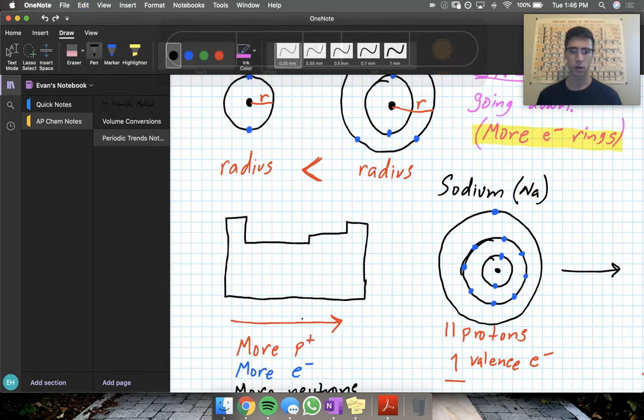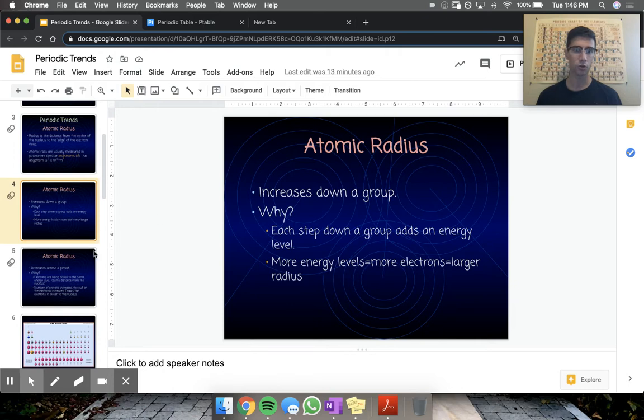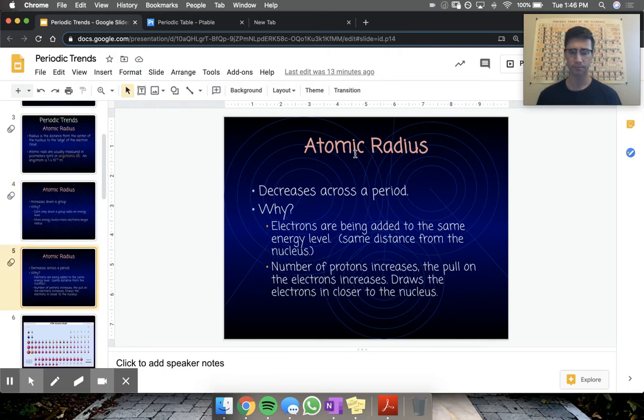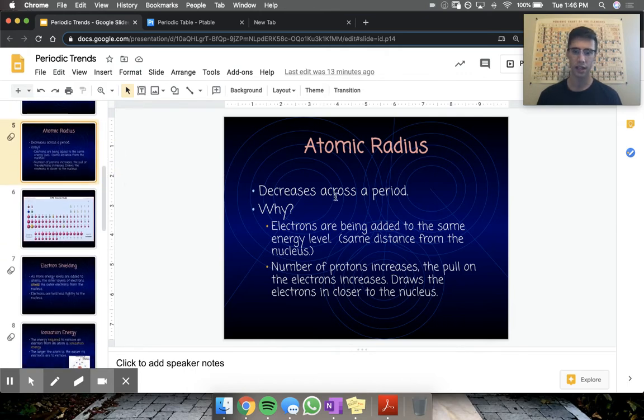Okay, so let's look at what happens as we go across the periodic table. So as you can see here, atomic radius actually decreases, which might not seem super intuitive, but let's take a look at why that is. So keep in mind, as we move across, meaning from left to right on the periodic table, electrons are being added because we're still going along the same energy level. We're still adding more electrons.